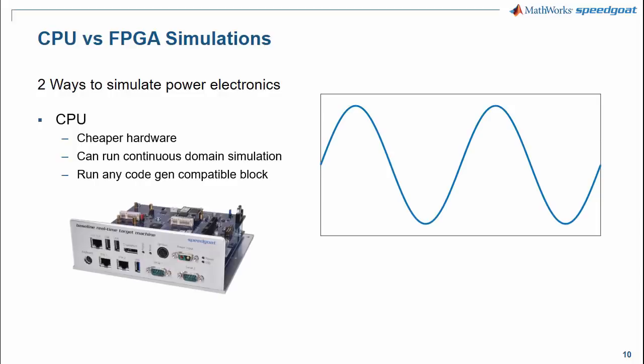So for average mode, this is simple and fast. This means we can implement it on a CPU. A CPU is doing everything in serial, which limits how fast it can run something real time. The advantage of a CPU is they're cheaper hardware. Using the Speedgoat solution, you can leave your systems in the continuous domain, and you can pretty much use any CodeGen compatible block you want with a Speedgoat on the CPU.